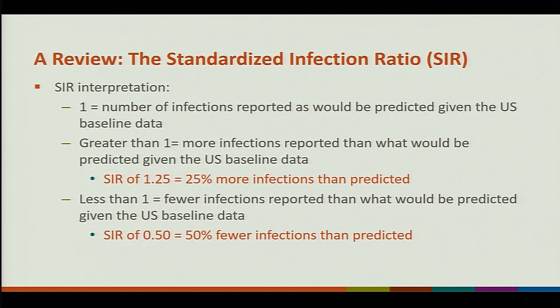For example, let's say your CLABSI SIR is 1.25. Then we would say that 25% more infections occurred than predicted. An SIR less than 1 would mean that your facility has fewer infections than what would be predicted. For example, let's say one of your locations has an SIR of 0.50. Then that would mean that 50% fewer infections occurred than what was predicted.